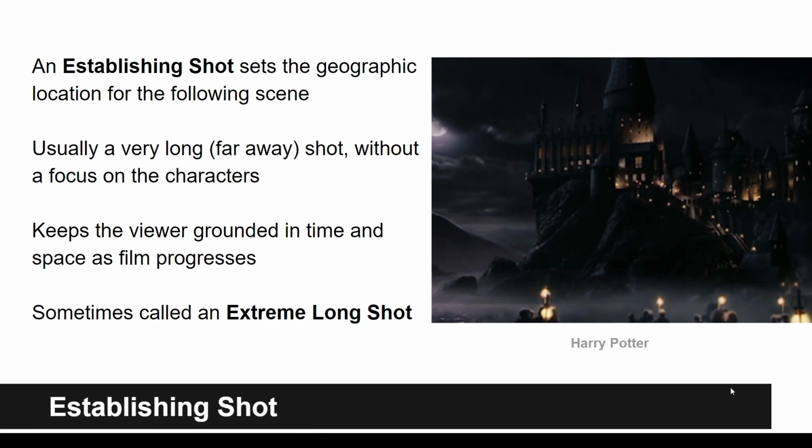So establishing shot is very common. It's essentially a shot that is meant to establish the geographic location for the scene that's about to happen. So in the instance of this example from Harry Potter, right? The film is about to transition to occurring inside of this castle, right? And so part of it is to show the wonder of the main characters as they see Hogwarts for the first time, but it's also meant to get us, the viewer, comfortable with this new location we're about to be in.